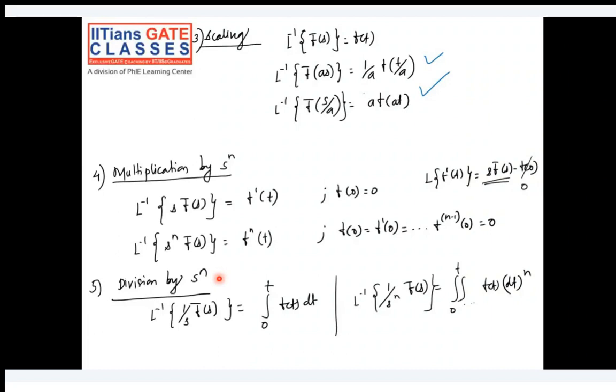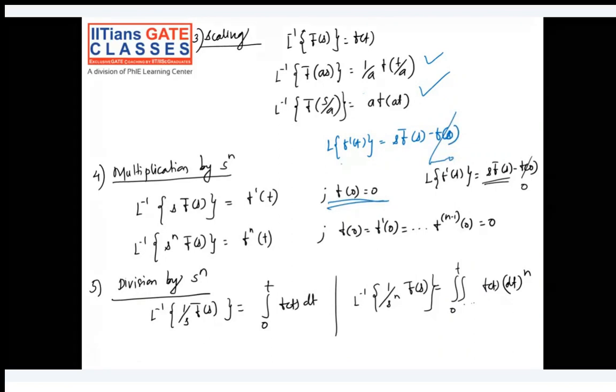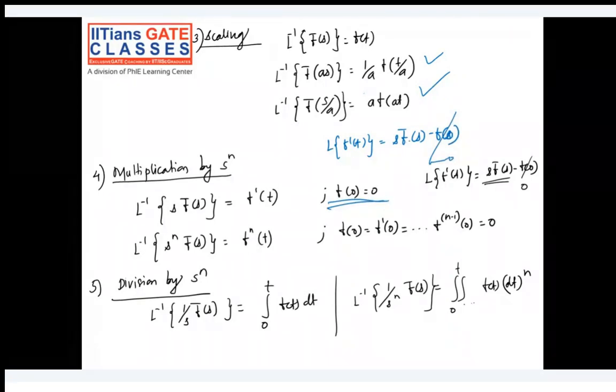So the inverse Laplace of s f bar of s is f dash of t. See, if you remember, what is the Laplace transform of f dash of t? It is s f bar of s minus f of 0, right? So if f of 0 is 0, then the inverse Laplace of s f bar of s will be f dash of t. Okay, so that is how it came.